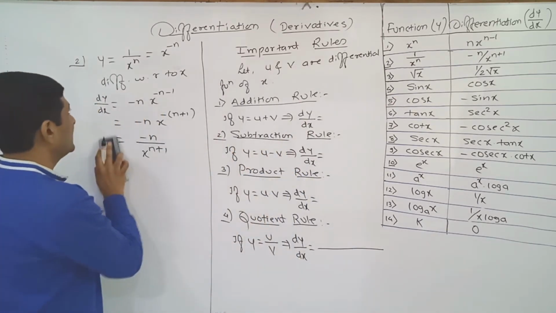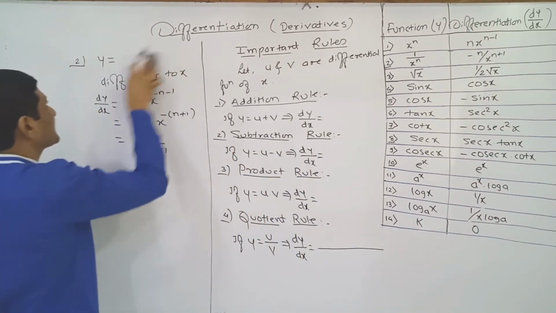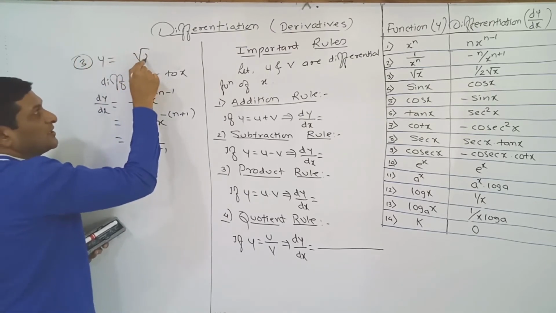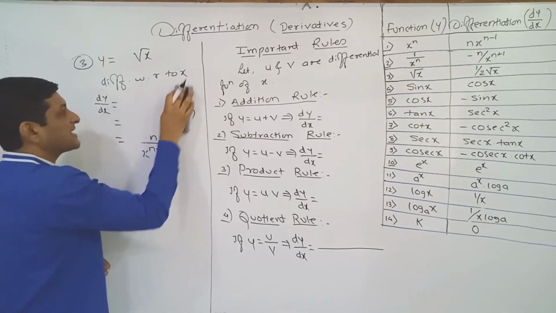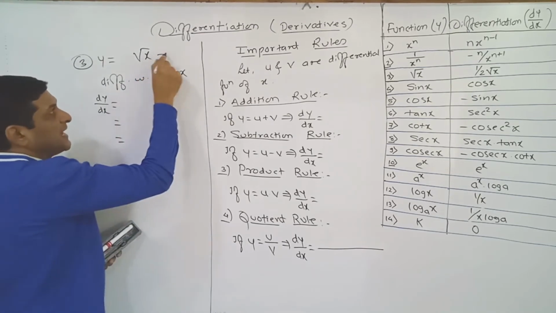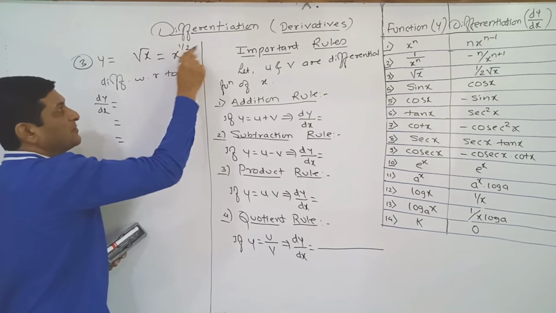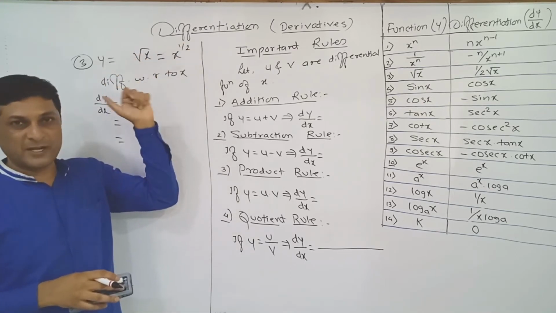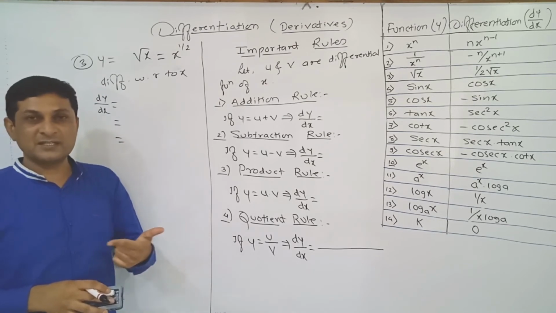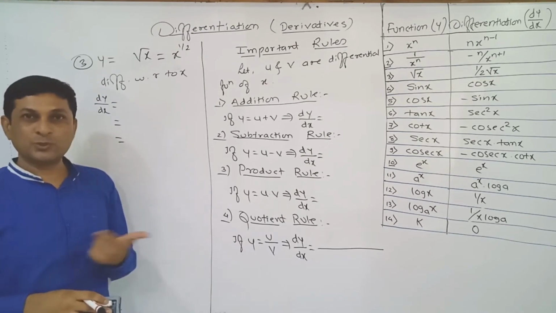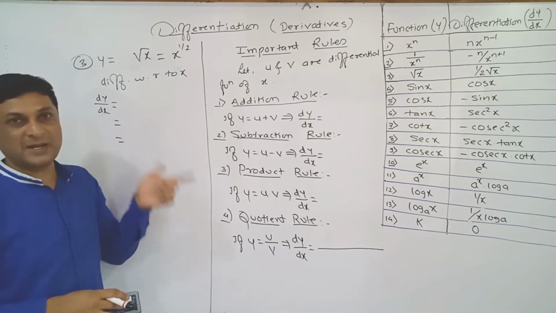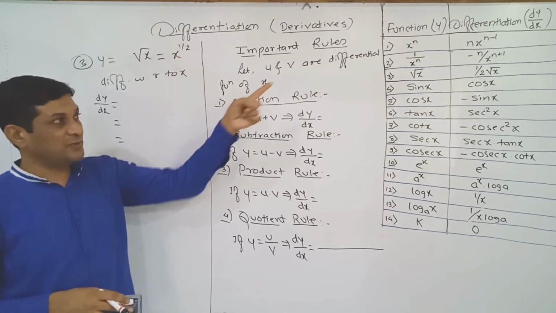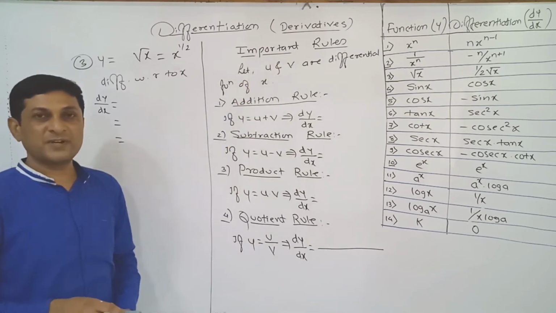In this case, what is the function here? In the third formula, our function is y equals what? Root x. Now, can I write this root x as x raised to power 1 by 2? Because we know that square root of x can be written as x raised to power 1 by 2. In the same way, cube root can be written as x raised to power 1 by 3. Nth root can be written as x raised to power 1 by n. Now it is in the form of x raised to power n, and we have a standard formula to find the differentiation of x raised to power n.